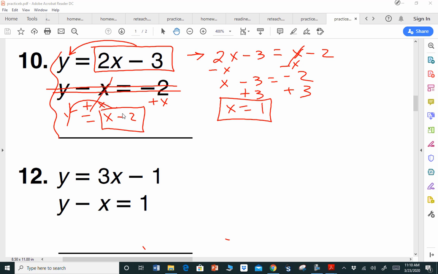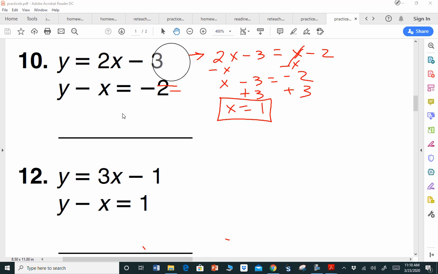Once we've got x, we can solve for y. And I would recommend that you go back to your original equations here and figure out which one you think is simpler to deal with. I'd say they're about equal again. I'm going to copy this one. Y equals 2x minus 3.